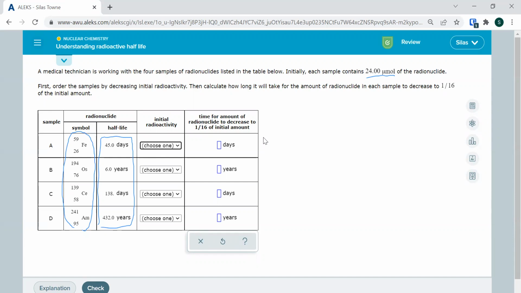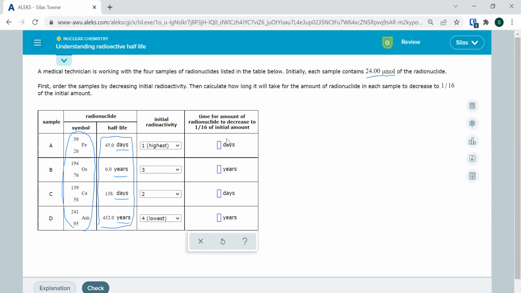And so different nuclides have different half-lives. The first thing we're going to do is compare their initial radioactivity. How radioactive are they? How quickly do they decompose? And so we see a comparison of days to years to days to years. So this days is faster. So we're going to say this one's the highest, then second highest. Then we're going to go to years.